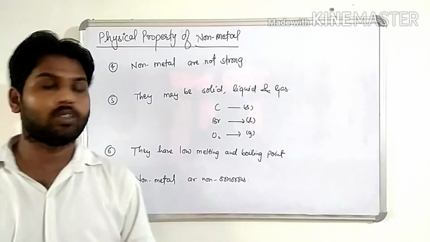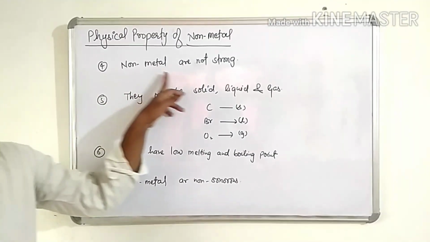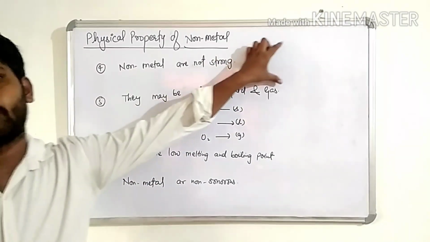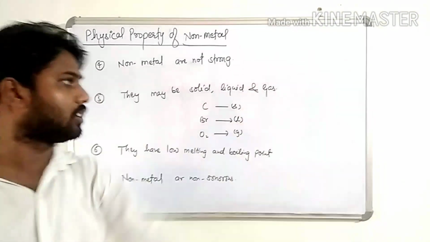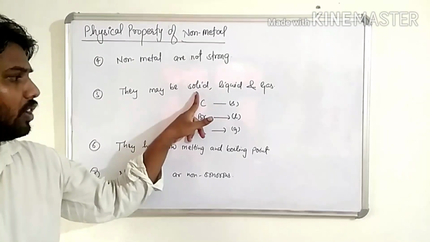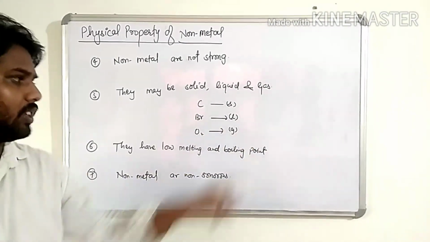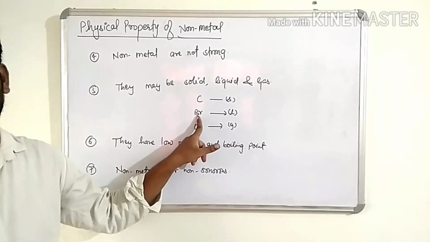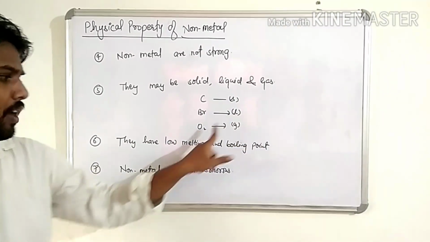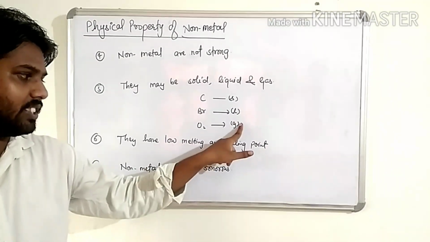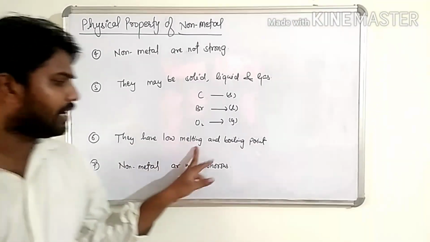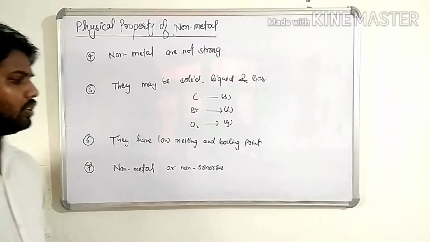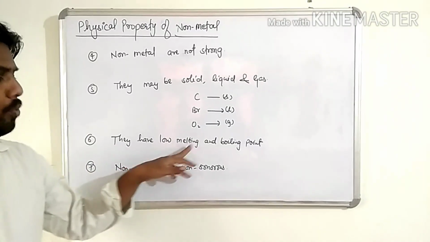Now, children, non-metals are not strong, meaning they are very weak and can easily be broken when we hit an object. They may be solid, liquid or gas. For example, carbon is a non-metal found in solid state, bromine is a non-metal found in liquid state, oxygen is a non-metal found in gas state. They have low melting and boiling points. Due to their weak strength, they have low melting and boiling points.